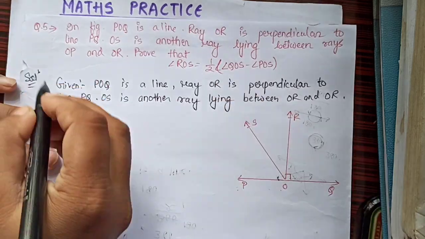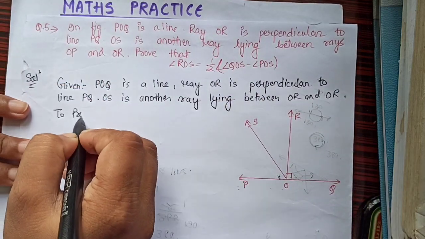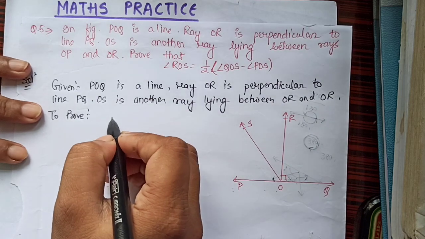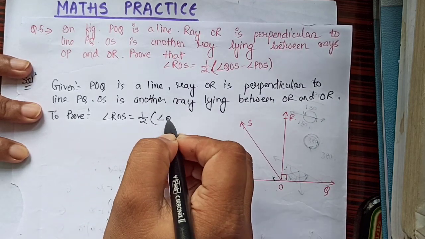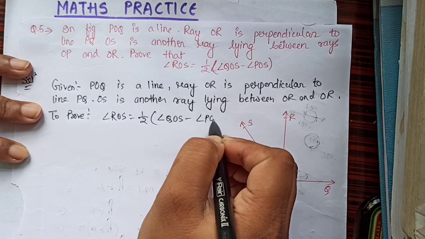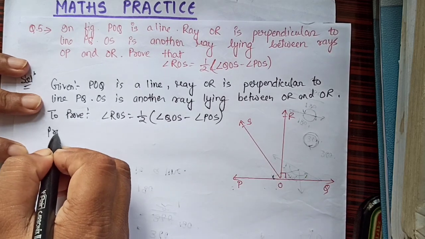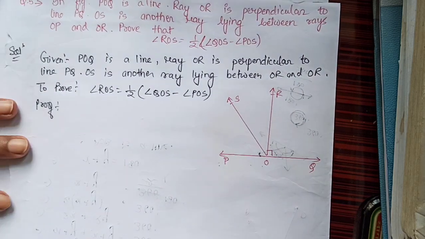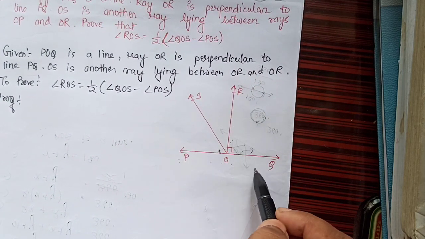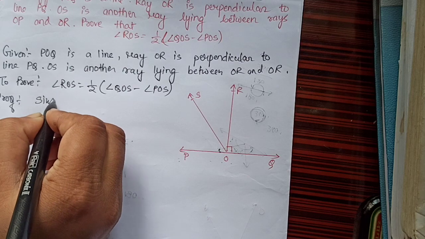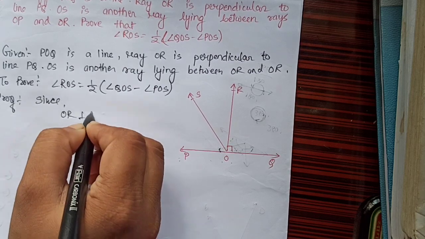So here we have written the given part. Now to prove: angle ROS equals half of angle QOS minus angle POS. So let's come to the proof part now. Now see here, if I see this line, OR is perpendicular to PQ. So let us write here: since OR is perpendicular to PQ.